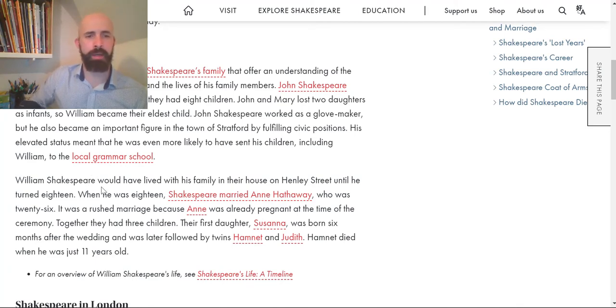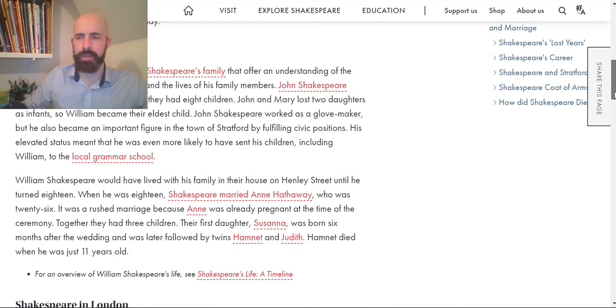William Shakespeare would have lived with his family in their house in Henley Street until he turned 18. When he was 18, he married Anne Hathaway, who was 26. It was a rushed marriage because Anne was already pregnant at the time of the ceremony. It was maybe somewhat scandalous that young Shakespeare was getting married to a woman 8 years his senior, which would probably have been quite unusual at the time. So quite a precocious beginning to his adult life. And he went on to have 2 other children as well.